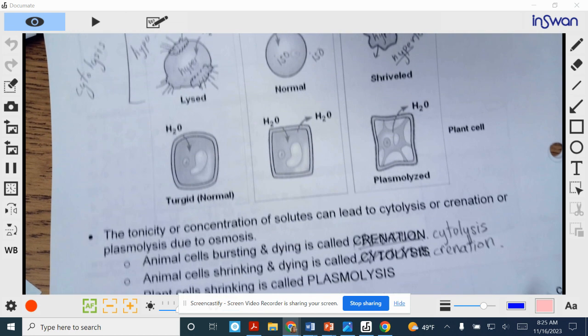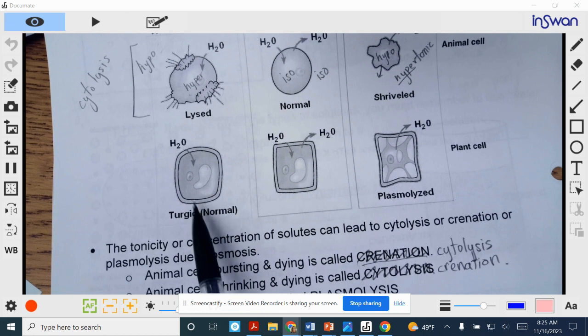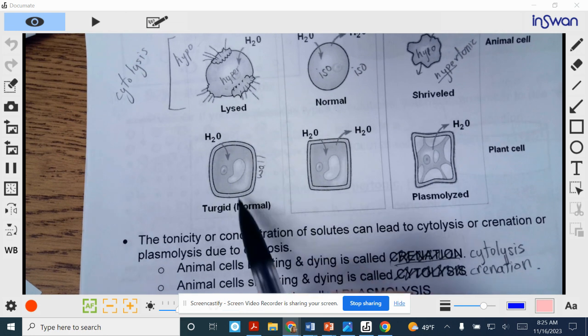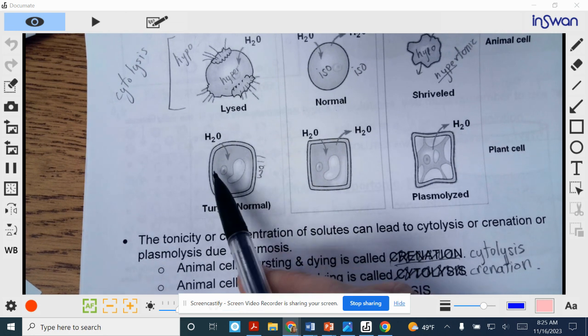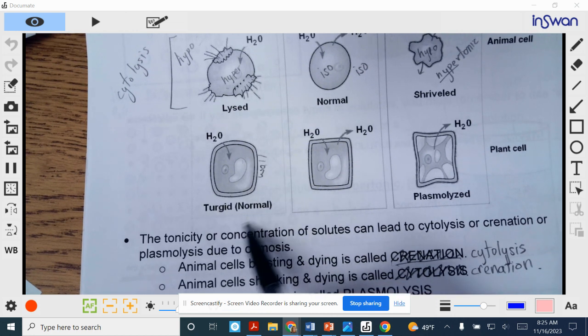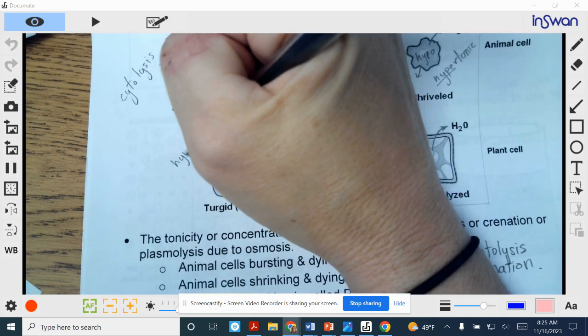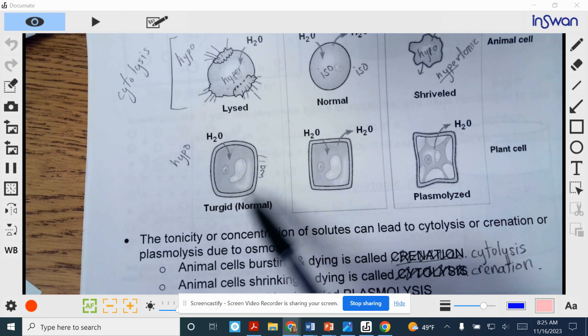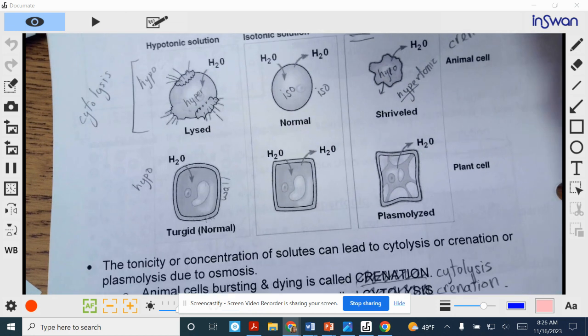Okay? Now, plant cells can't burst because they have a cell wall. So water will go in and the cell membrane will expand, but it'll eventually hit that wall. Pressure will build up and then no more water will be able to go in. And this is a really tight plant cell that's full of water. And this is actually what plants need. Their cells need to be surrounded by a hypotonic solution. So that's going to make our plant cells real tight. We'll talk about, again, why that's important.